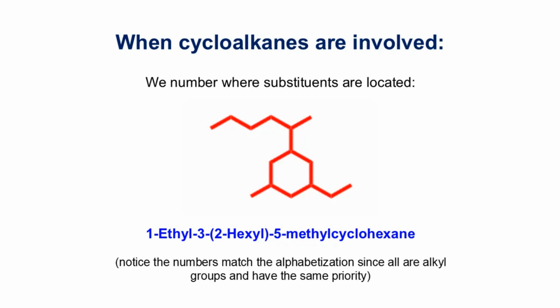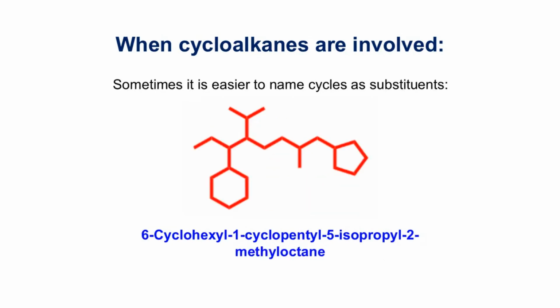Notice that the numbers here coincidentally match the alphabetization pattern. This is not always the case in nomenclature. Sometimes it is easier to name cycles as substituents. For example, here, it would be quite complicated to name the rest of the molecule as a substituent on either the cyclopentane or cyclohexane, so they are added as cyclopentyl and cyclohexyl substituents instead.